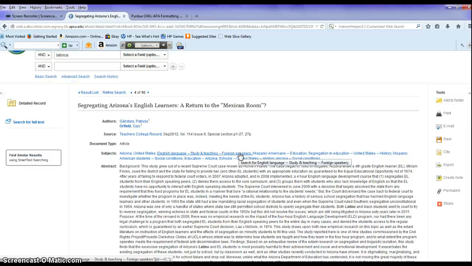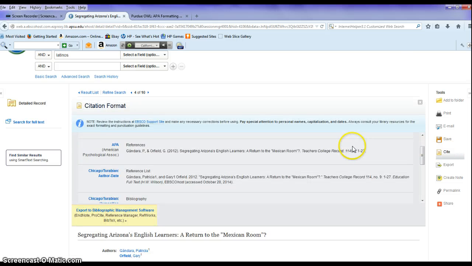To make sure that I properly cited the source, I first of all went up to this button and clicked Cite, which pulled up a bunch of different types of citations. I chose the APA style citation. So you're just going to copy and paste that.